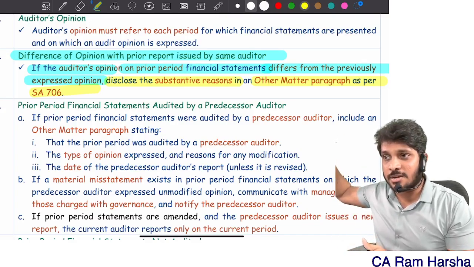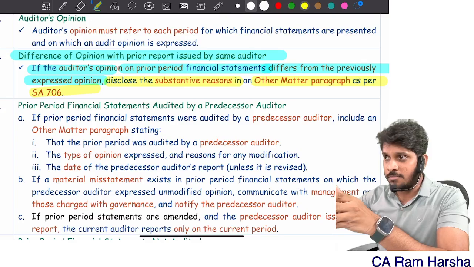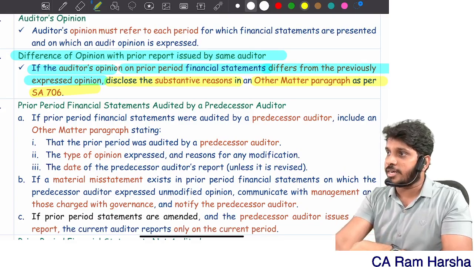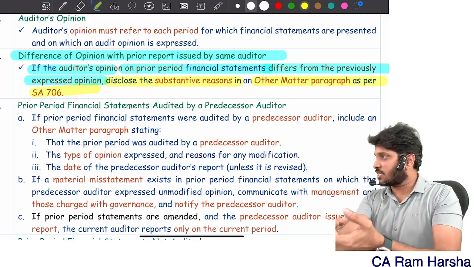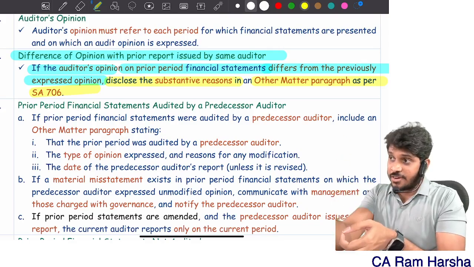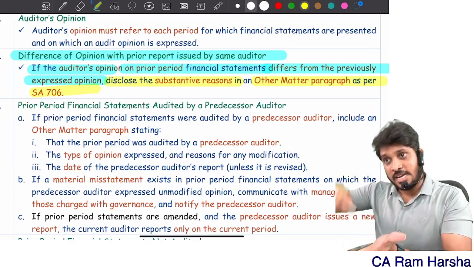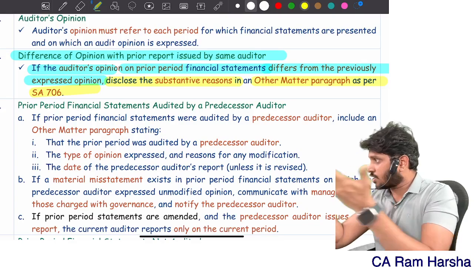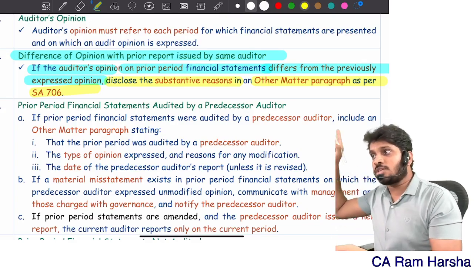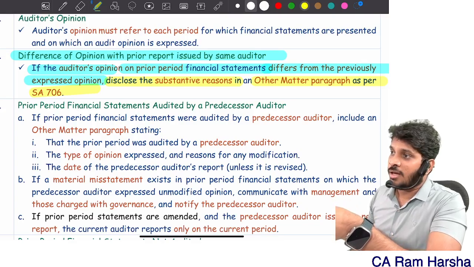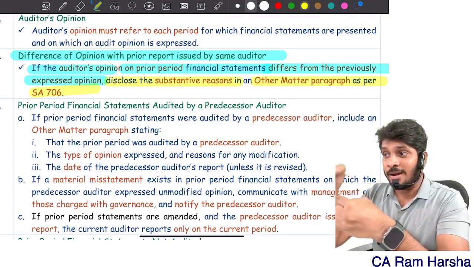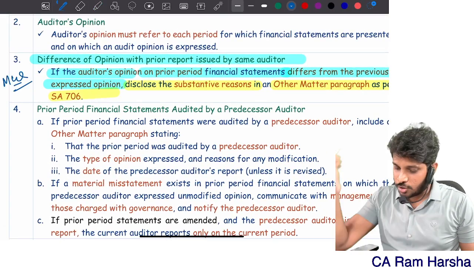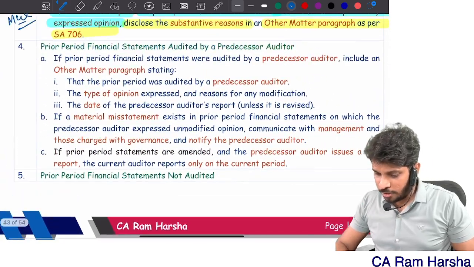Last time I audited last year's balance sheet. I gave an unqualified opinion. This time I audited the current year balance sheet, current year numbers plus last year numbers also. I'm giving an opinion on both current year and last year numbers. This time on last year's figure I'm giving a modified opinion, whereas last year I gave an unqualified opinion. What should I do now? Difference of opinion is there. Same auditor? Last time you said everything is good. Now you are saying that is wrong. Why? Reasons have to be mentioned in the other matter paragraph. Are you clear? Only this is sufficient for MCQ. Able to understand? All of you?